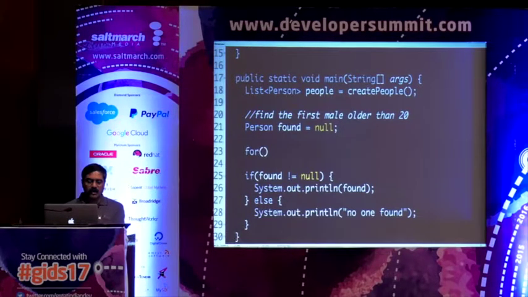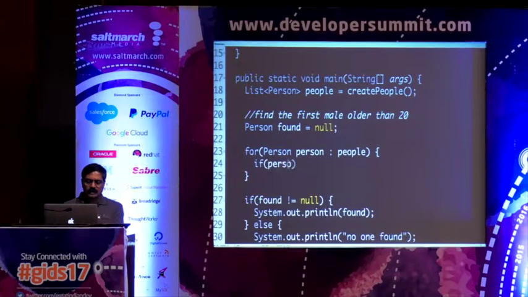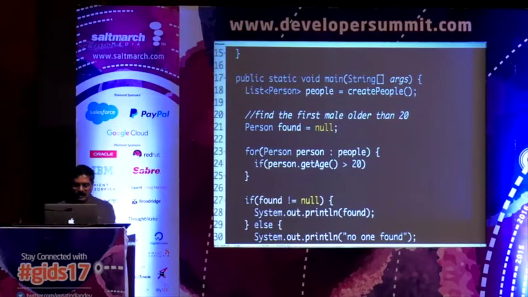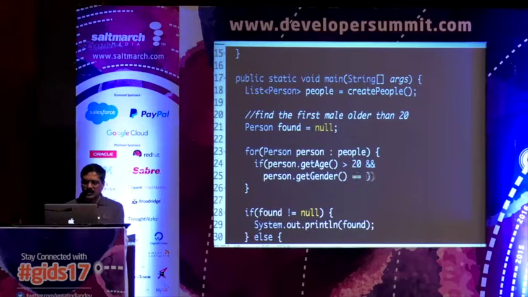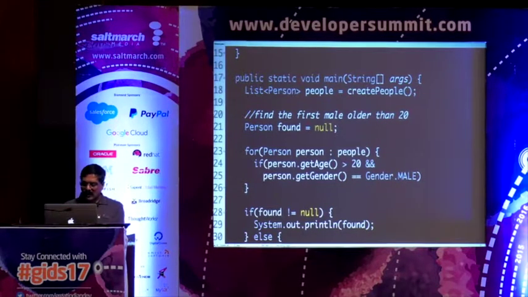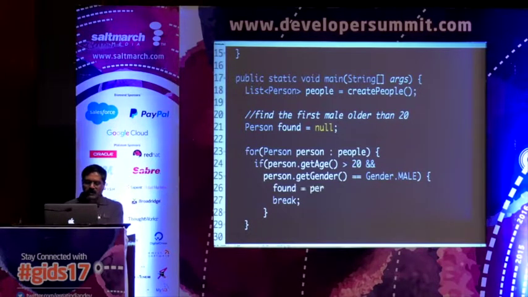But I can say for a person coming from people, and what am I going to do with this collection? Well, given this collection of people, I can say, first of all, if person.getAge is greater than 20, because we do want people who are older than 20, and then person.getGender is equal to Gender.MALE. Well, then of course I better break out of this loop because we found the person we were looking for. And then we could say found equals the person at hand, and we could run the code.